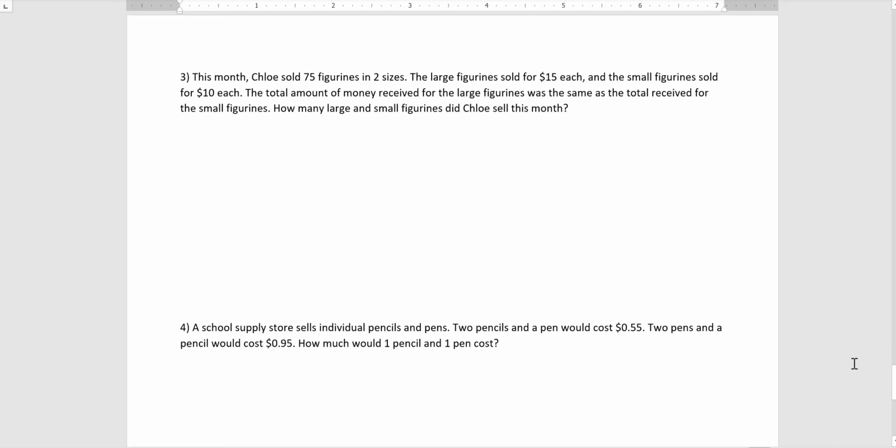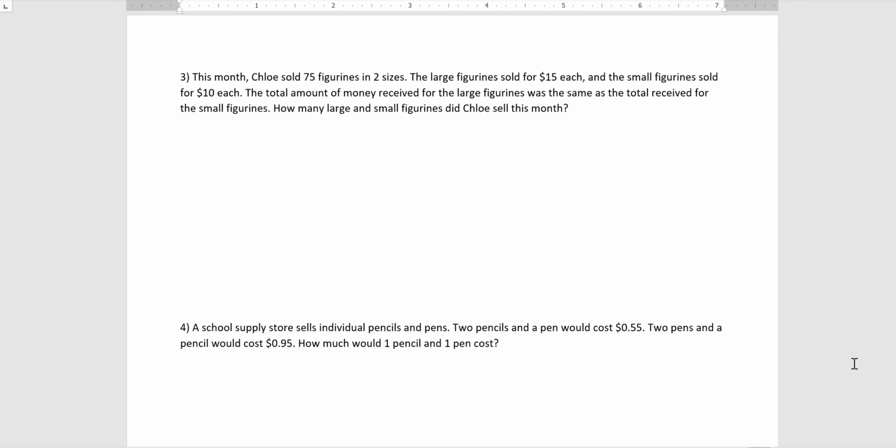Number 3. This month, Chloe sold 75 figurines in 2 sizes. The large figurines were sold for $15 each. The small figurines sold for $10. The total amount of money received for the large figurines was the same as the total received for the small figurines. How many large and small figurines did Chloe sell this month? Ooh, this is a really good question. All right, so let's talk about how we're going to set up this system of equations.